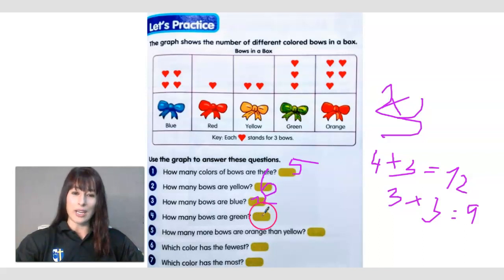How many bows are green? I'm going to put 9. And now, guess what else we can also learn by looking at the picture graph? We can also compare things in the picture graph.